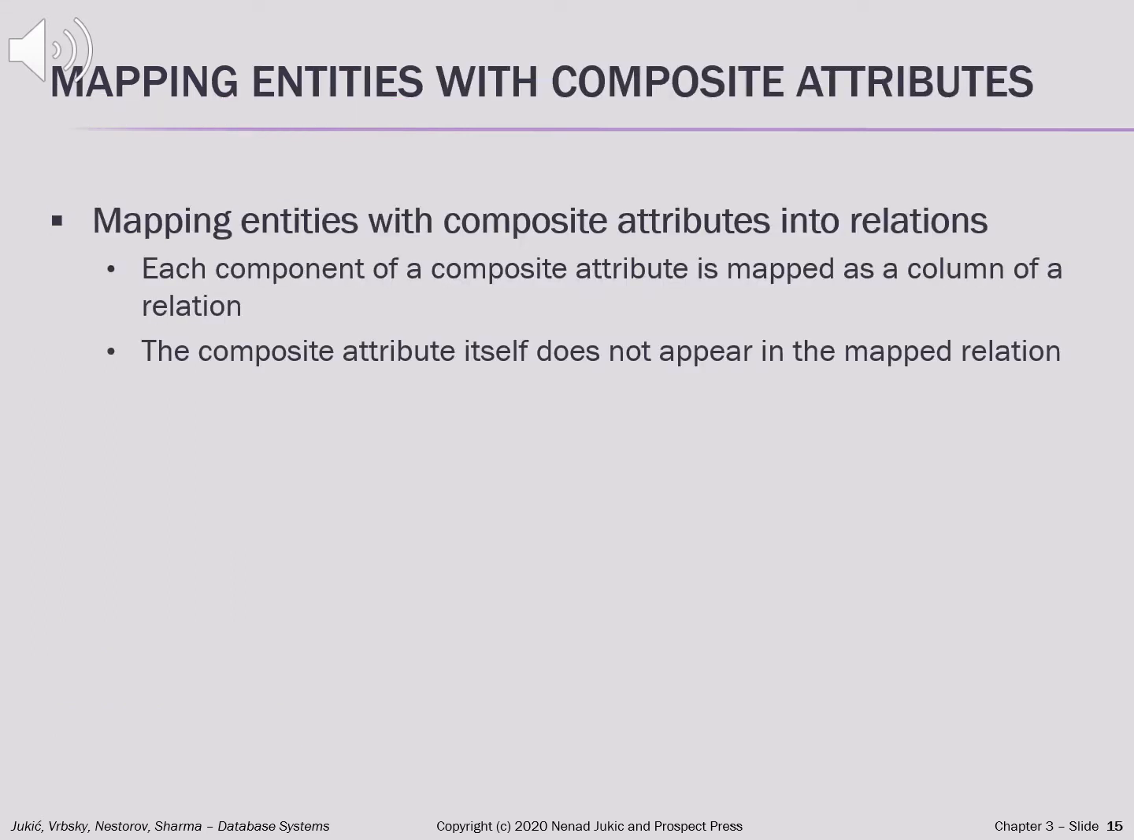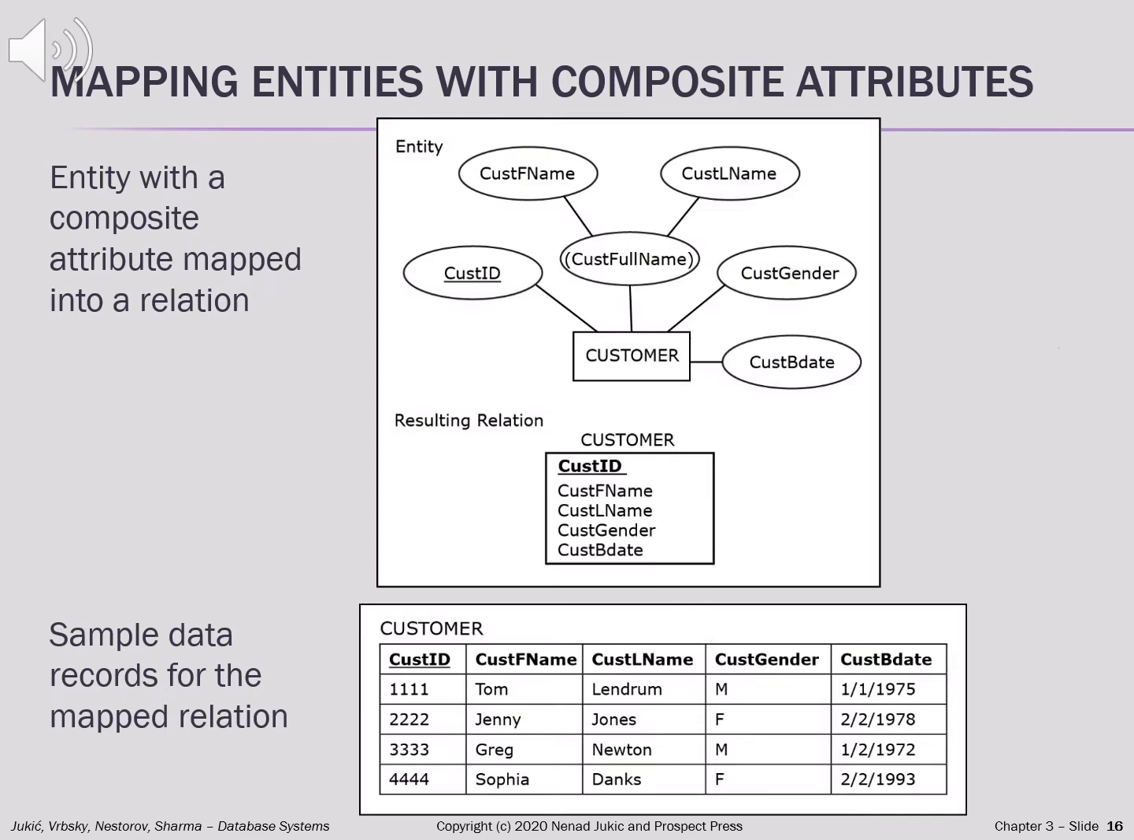If an entity has a composite attribute, each component of a composite attribute is mapped as a column of a relation. The composite attribute itself does not appear in the mapped relation. In the top part of this slide, we see how an entity with a composite attribute is mapped as a relational table. Note that each component of a composite attribute is mapped as a column of a relation, but the composite attribute itself does not appear in the mapped relation. In the bottom part of the slide, we see the mapped relation table populated with sample data.